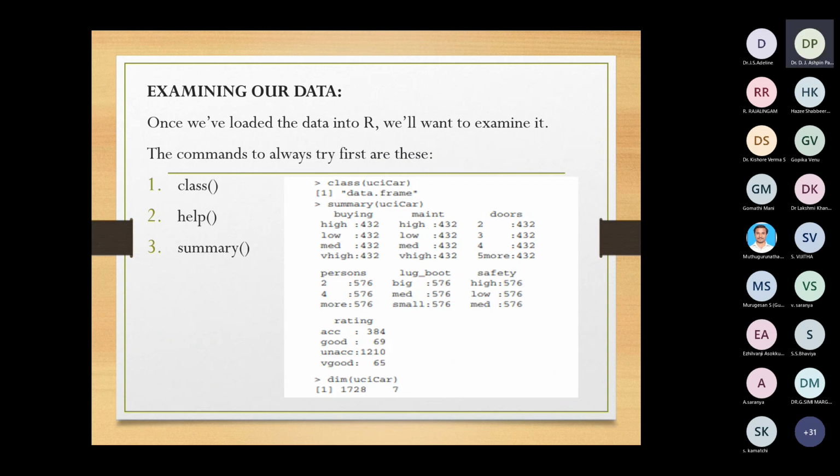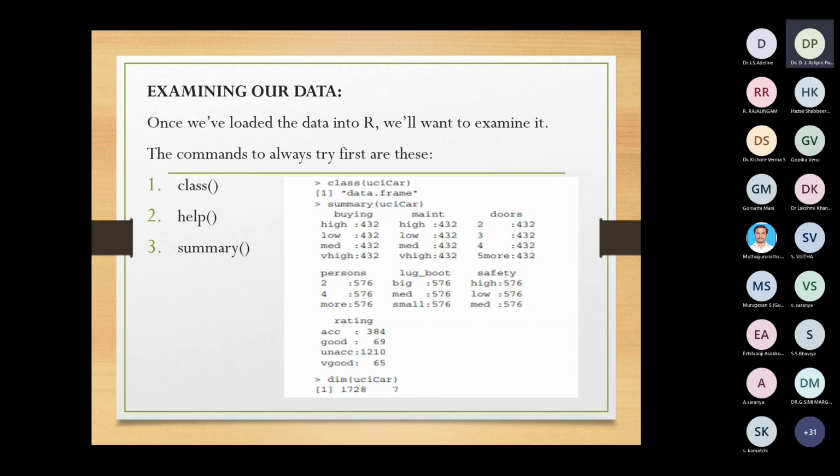So here you have to use class of UCA core and then help of. This help of command will give you the documentation for a class. And then another one is summary of, a very important command to explore the data. Summary of will give you a summary of almost any R object. Suppose you use summary of UCA car, it shows you a lot about the distribution of the UCA core data. And then one more important command is dim of.